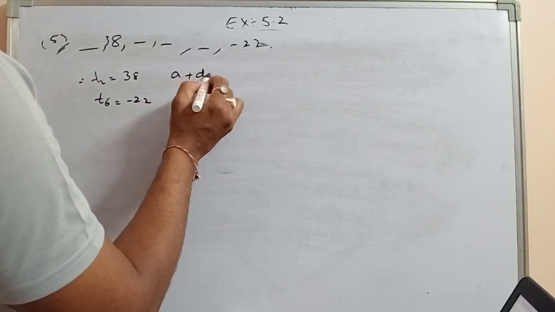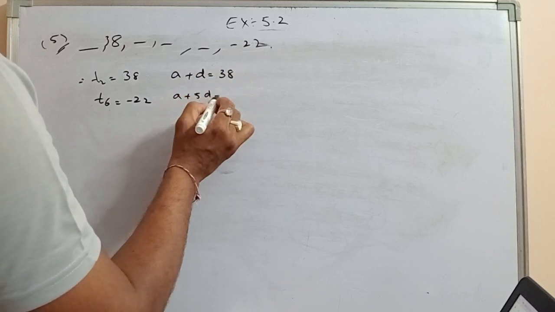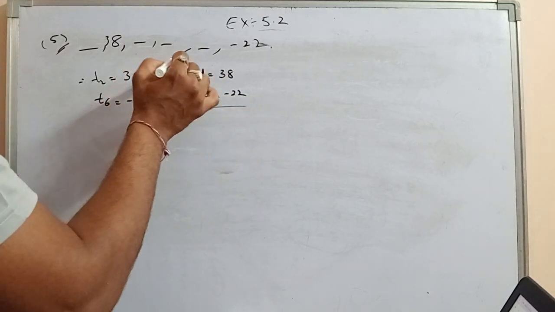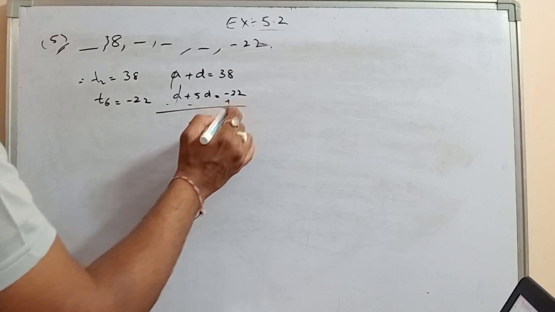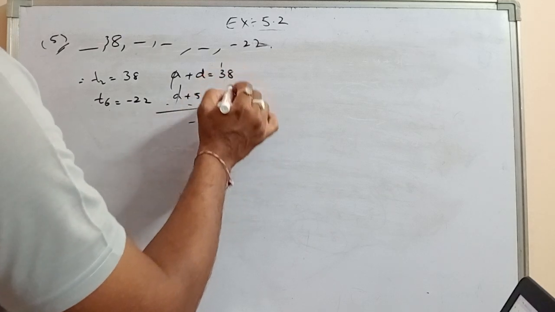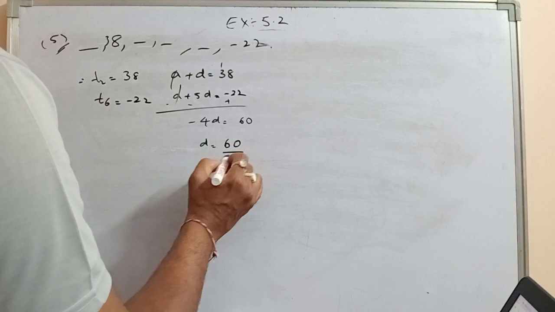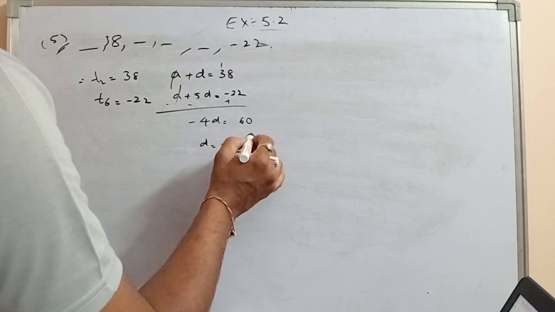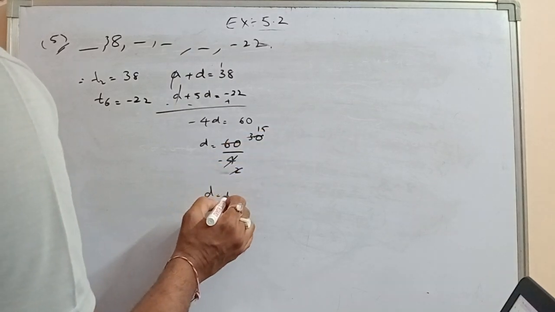A plus d is equal to 38. A plus 5d is equal to minus 22. By subtracting, the a's get cancelled. So minus 4d is equal to 60. So the value of d will be 60 divided by 4, so the value of d will be 15.